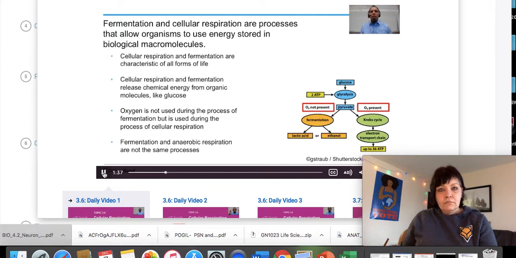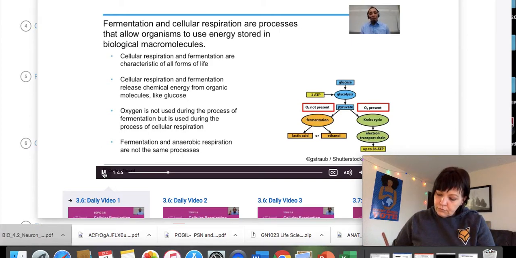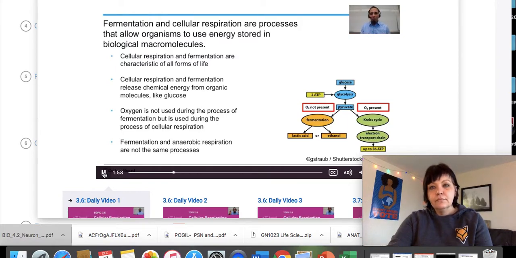And the one key thing here is that fermentation and anaerobic respiration are not the same process. Fermentation, the products are lactic acid or ethanol, where in anaerobic respiration, we still have pyruvate. So that's just kind of a key point I wanted to point out there. So again, what I tell my students is draw the picture. So maybe you may want to pause the video here, draw this picture, maybe add notes to it as we go. Again, use these videos as you see fit.